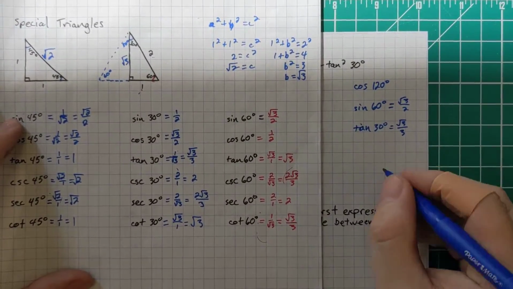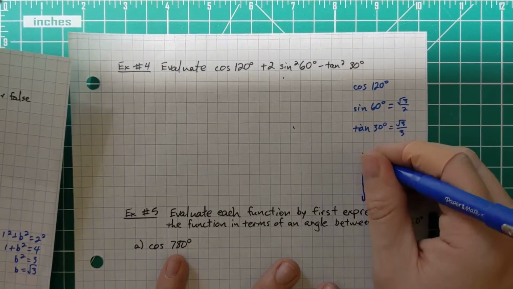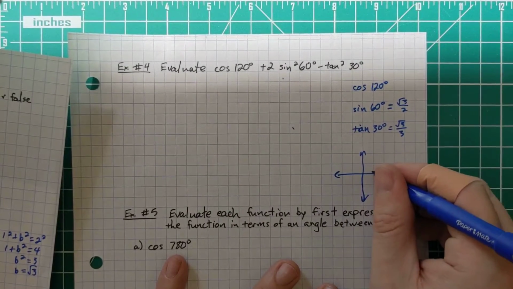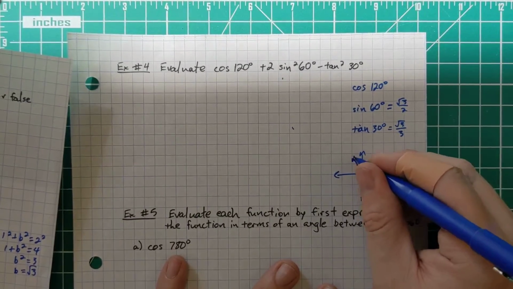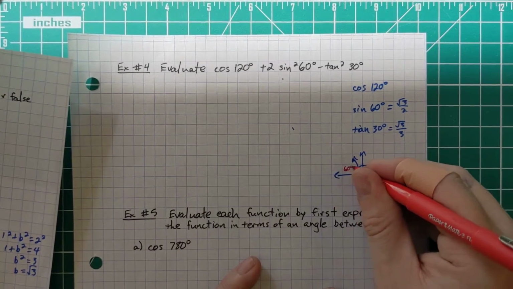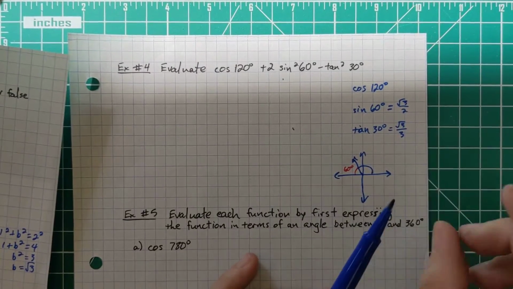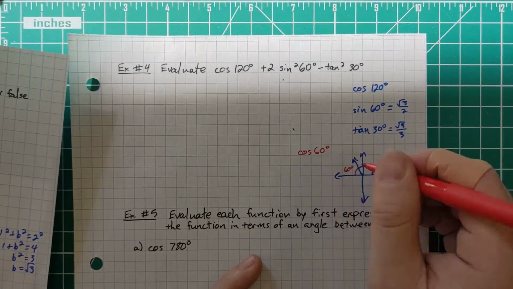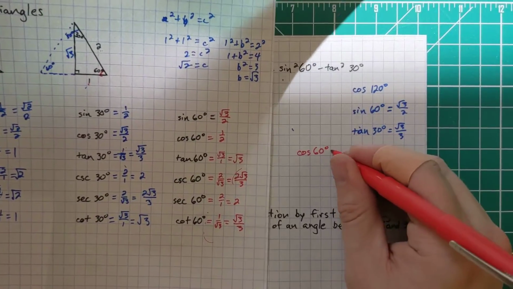And cosine of 120, that's where I like to draw a quick XY axis and think about where it is. So 120 degrees is past 90, but it's 30 degrees past 90. So this is really 60 degrees. So we need cosine of 60 degrees, which, if you look back, was 1/2.